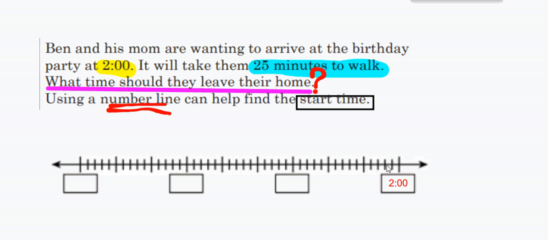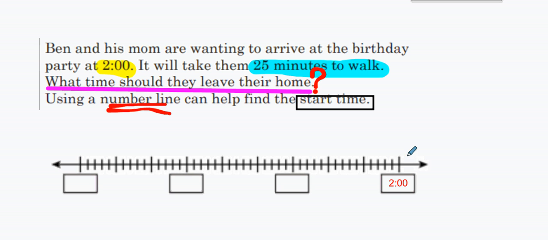Now, in order for them to get there at 2 o'clock, they must leave their house 25 minutes before that. 25 minutes before that, okay? So I'm going to be hopping from the 2 backwards in time. I'm going to go backwards in the clock. I'm going to go backwards in that number line. So I'm going to go ahead and get a highlighter. I can probably leave this pen. There you go.